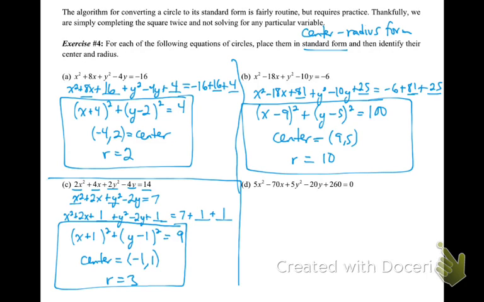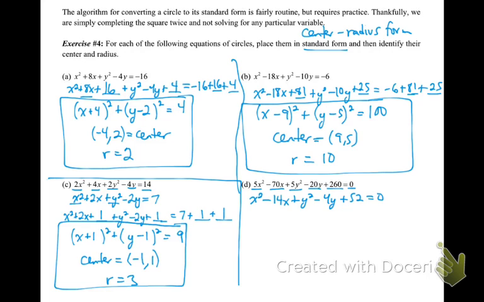Okay, so hopefully you've noticed that every term is divisible by 5. And we want to divide everything by 5 to make sure we have just an x squared and a y squared. So doing that gives me x squared minus 14x plus y squared minus 4y plus 52. And divide 0 by 5, we get 0.